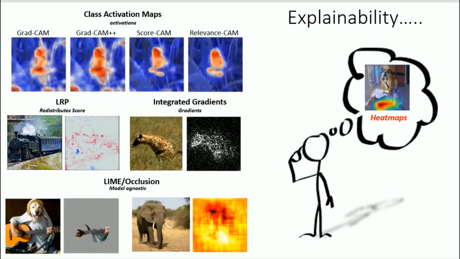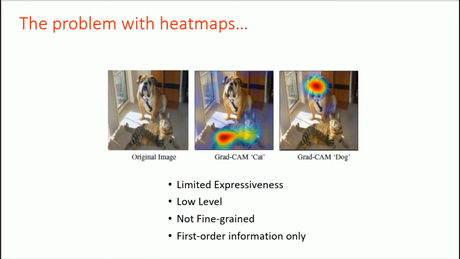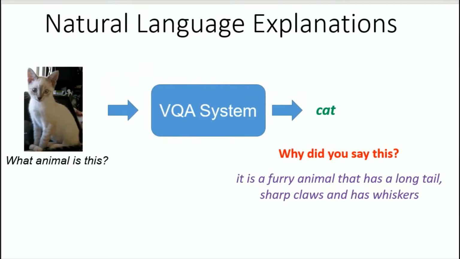When we say explainability, this is what really pops up to our minds: heat maps. However, heat maps are very limited in their expressiveness. They're also low-level, not fine-grained, and only present first-order information. On the other hand, natural language explanations aim to explain the decision-making process of a model through natural text.